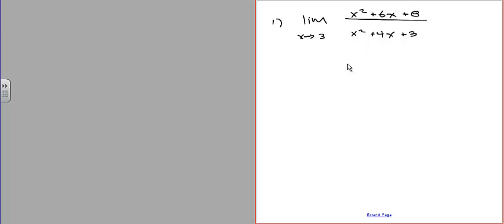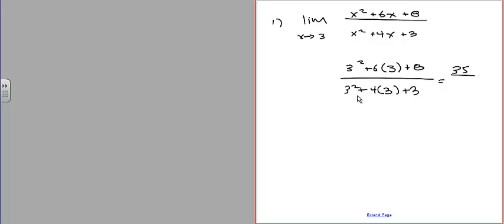so we would just have 3 squared plus 6 times 3 plus 8 divided by 3 squared plus 4 times 3 plus 3. So that's 9 plus 18, which is 27. 27 plus 8 is 35. And in the denominator we have 9 plus 12, which is 21, plus 3, which is 24. And we can't simplify that down. There's no common factor.